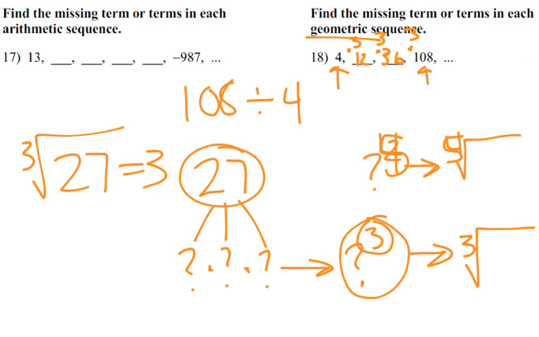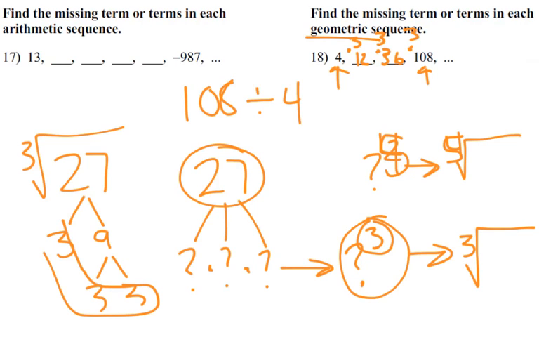Now, if you didn't have a calculator, you could figure this out doing a prime factorization. 27 is like 3 times 9, 9 is like 3 times 3, so 3 times 3 times 3, there's our 3 numbers, so our answer is 3.